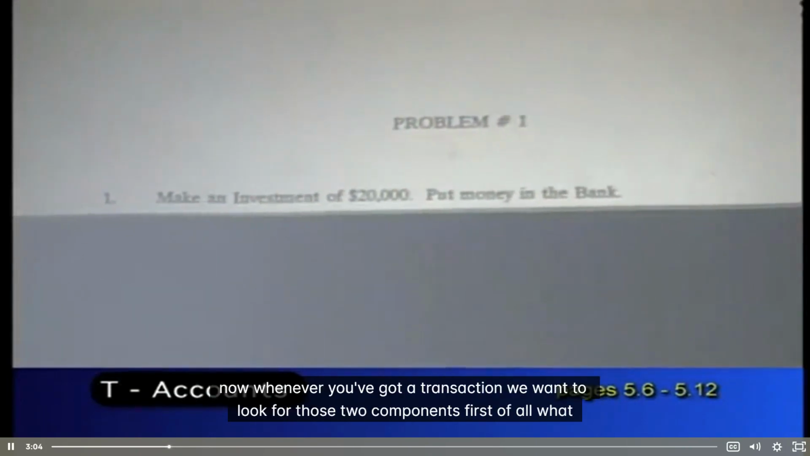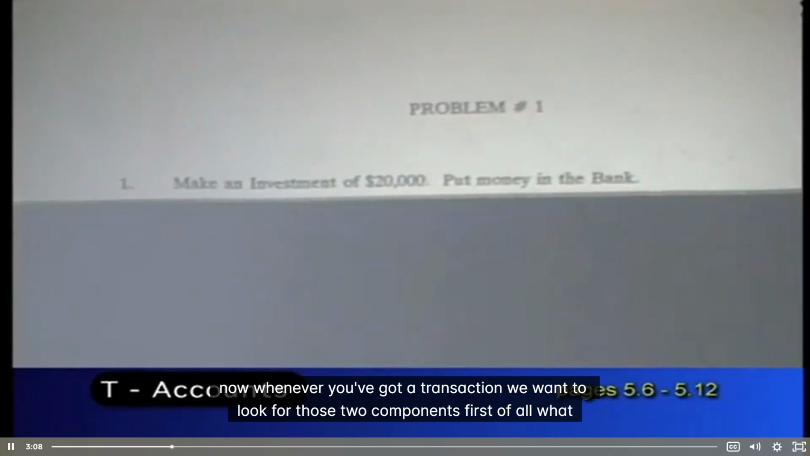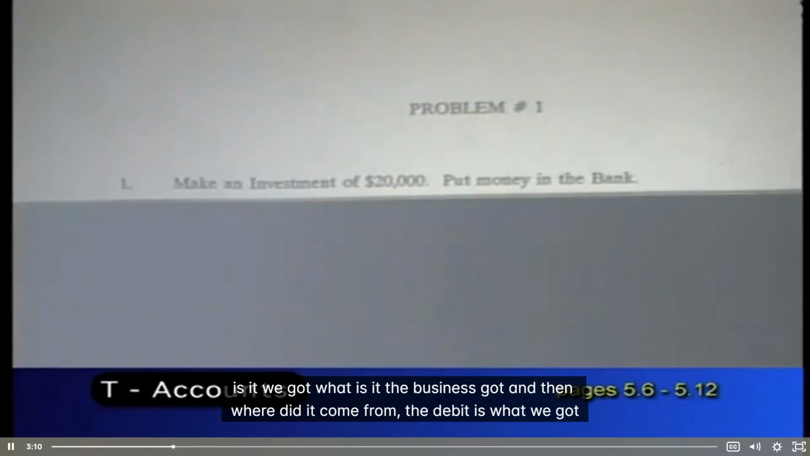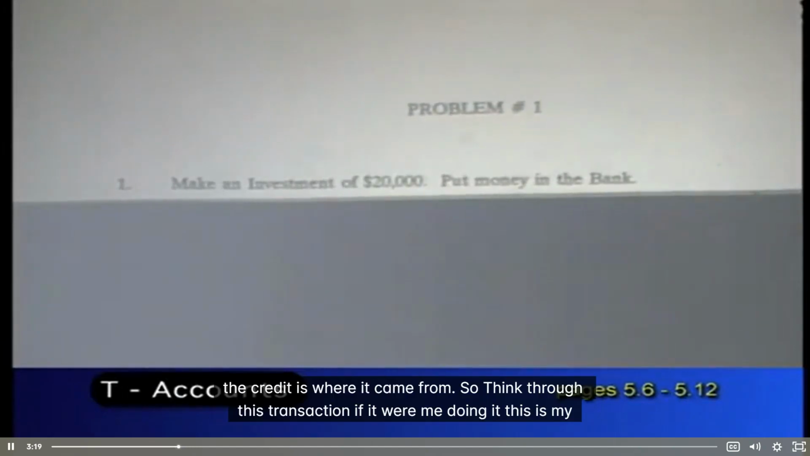Now, whenever you've got a transaction, we want to look for those two components. First of all, what is it we got? What is it the business got? And then, where did it come from? The debit is what we got. The credit is where it came from.